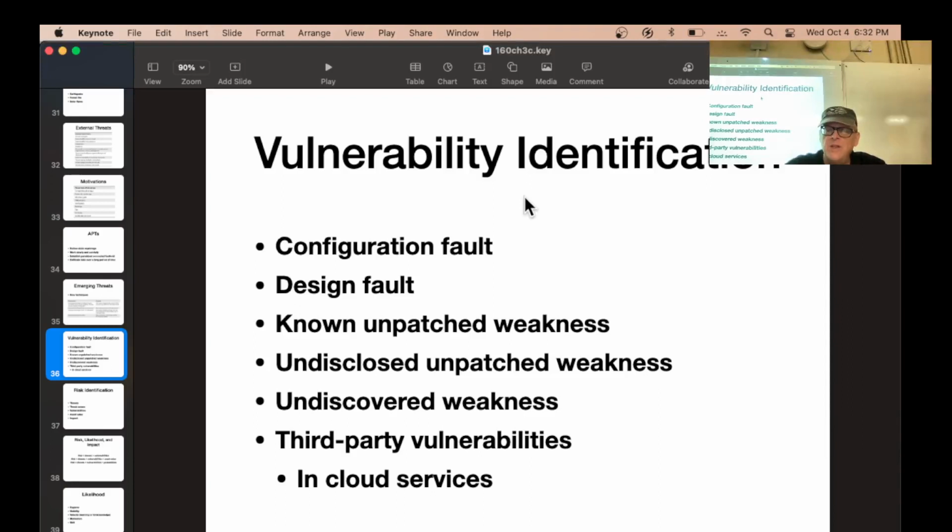So to find your vulnerabilities, you've got to find faults in your configuration of your routers and your servers and such, where you have things in default folders, default passwords, design faults, known weaknesses. Undisclosed, unpatched weaknesses is much harder, of course. If there has not been a security advisory or a patch, it's harder to find these weaknesses and fix them. And the undiscovered weaknesses, like I say, these are the 0 days, things that nobody knows about. It's very hard to protect yourself from those.